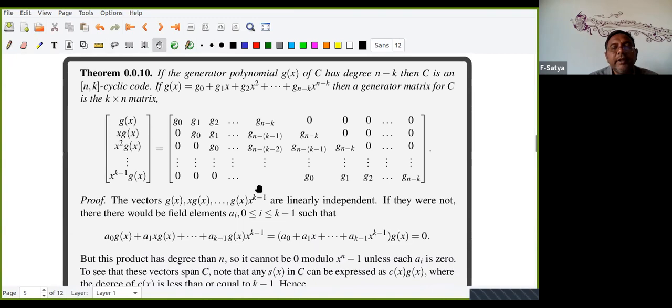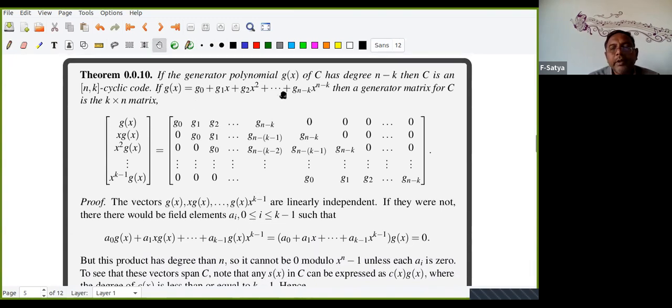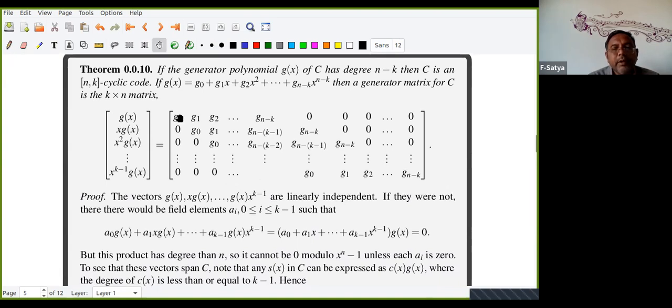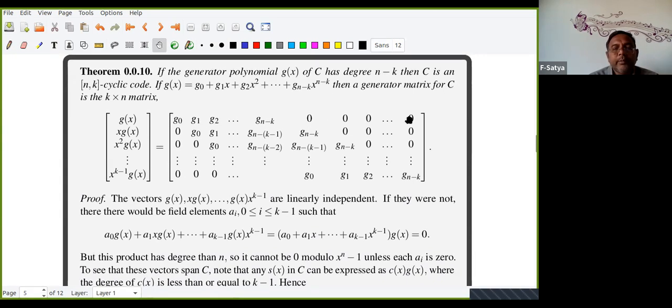Now this is the thing I proved in the last class. If the generator polynomial is of degree n minus k, then C is an (n, k) cyclic code. And then the generator matrix for C is a k cross n matrix, and it is going to be like this. So I put the first row as g naught up to g n minus k and the remaining are zeros. Then shift it. You know that x into g of x is a cyclic shift, so it will go like this, like that, and finally x power k minus 1 into g of x will get here.